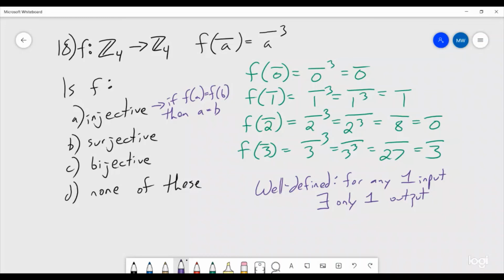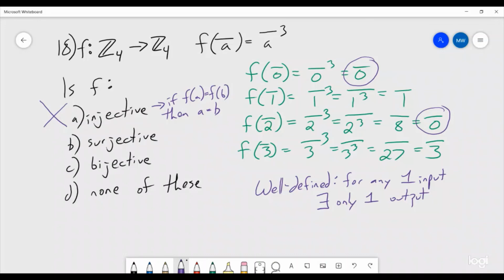So for injective, that means that for any output, there was only one input that gave us that output. So here we have the same output from two different inputs. Because we had the same output from two different inputs, this is not injective. Okay. Does that make sense?